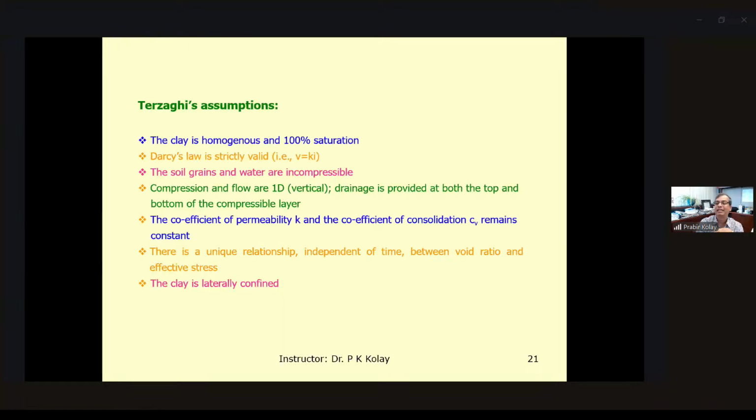Then Terzaghi's theory again. There are some assumptions made in Terzaghi's theory: that the soil is 100% saturated, homogeneous, Darcy's law is valid, all these assumptions made. Soil and grains are incompressible. That is not true. Then compression or flow rate, all these things, you need to know the assumptions made. And the sample is laterally confined, but that is also not true in real life, because in the lab test the sample is laterally confined.